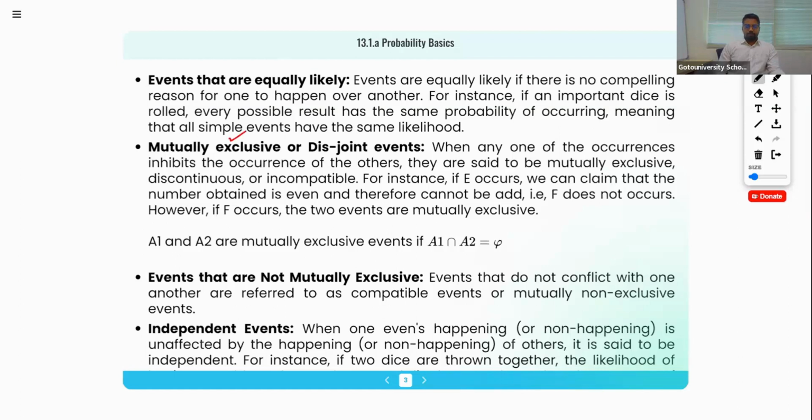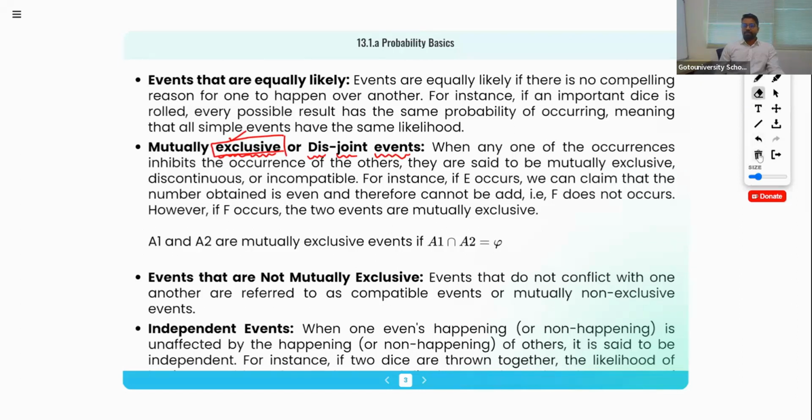mutually exclusive event. You need to know these definitions by the name itself. Mutually exclusive event, another way to say it is disjoint event. Exclusive means what? They will not happen together. Two or more events are said to be mutually exclusive or disjoint if they do not occur together. The occurrence of one event excludes the occurrence of another event.